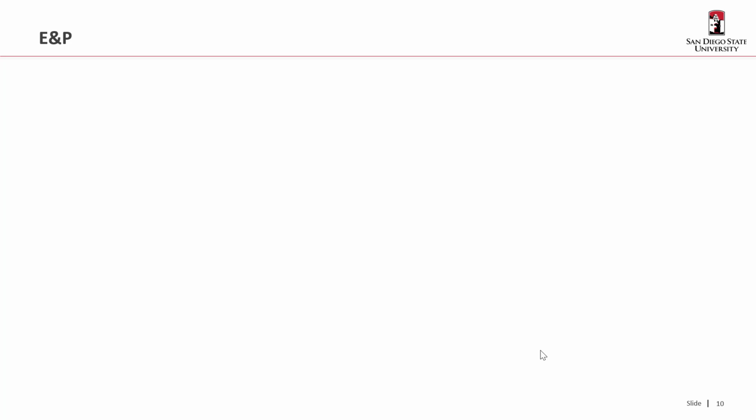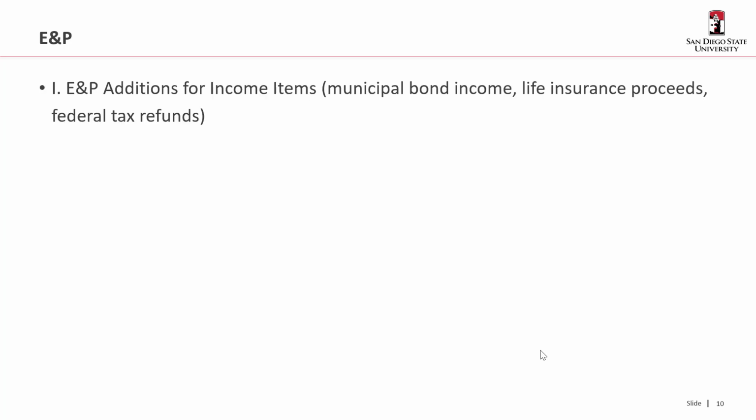Okay, so let's do a quick breakdown of the four types of adjustments to E&P. So there's E&P additions for income items. A classic example is municipal bond income. There's no doubt that if a corporation earns municipal bond income, that's not taxable. It's tax-exempt income. But by the same token, that cash is also equally available for distribution to shareholders, right? It's not relevant whether it was in taxable income. The cash is still there. It's sitting in a cash account. It could very easily be distributed to owners. As a result, that's an addition to E&P.